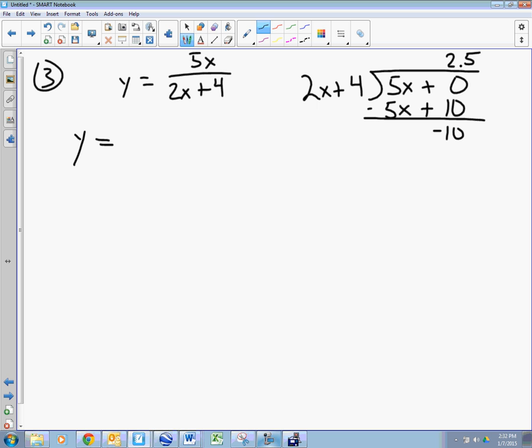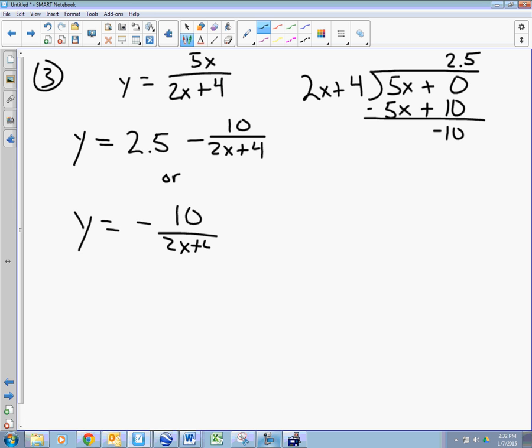So the function, instead of writing it like that, I could write it as 2.5 minus 10 over 2x plus 4. Or negative 10 over 2x plus 4, plus 2.5. Simply move your addition around because it's commutative. I'm not going to simplify it in case you would come across one like this. For example, if there was a 9 on the top, then you couldn't simplify it.